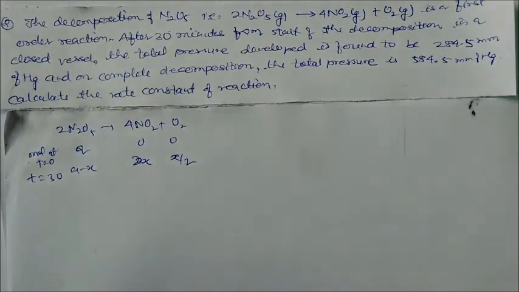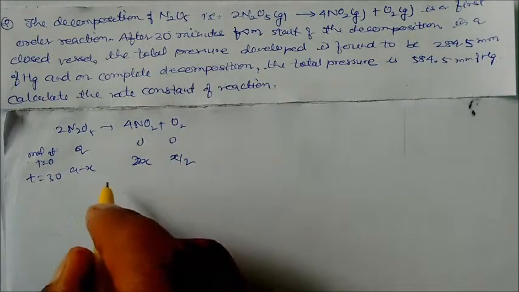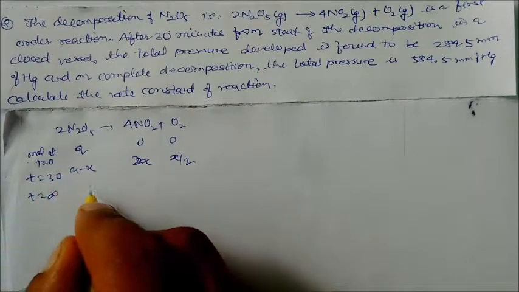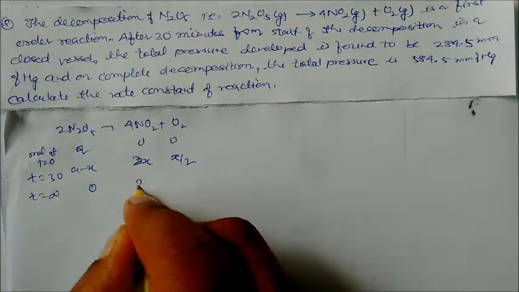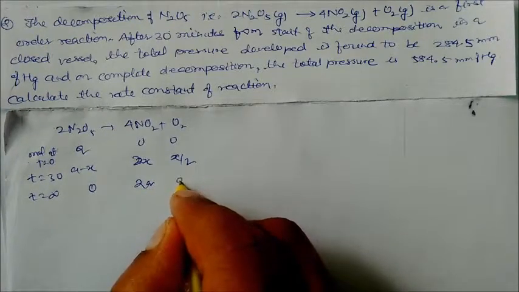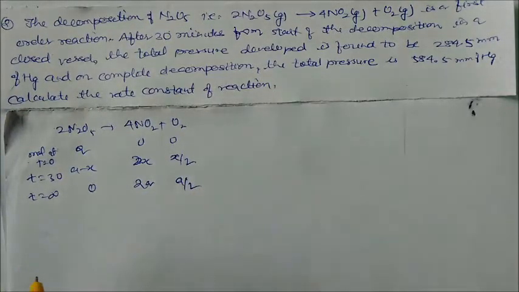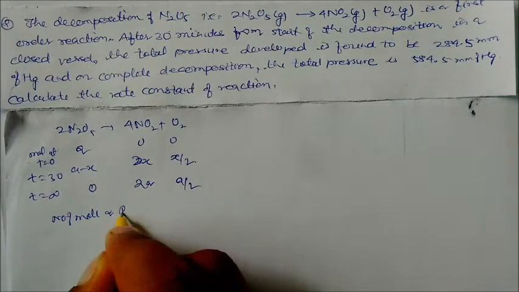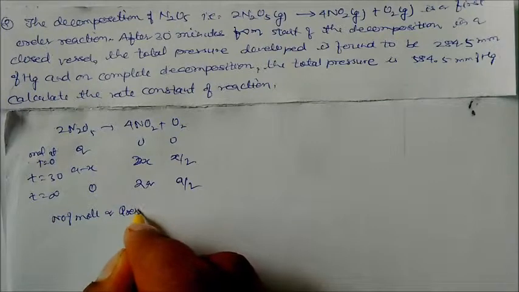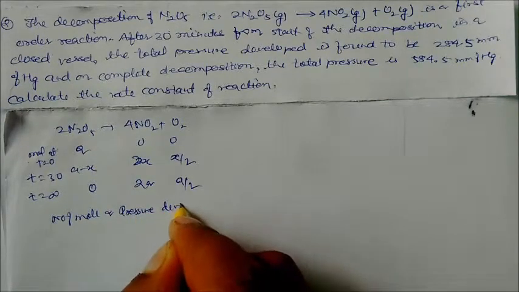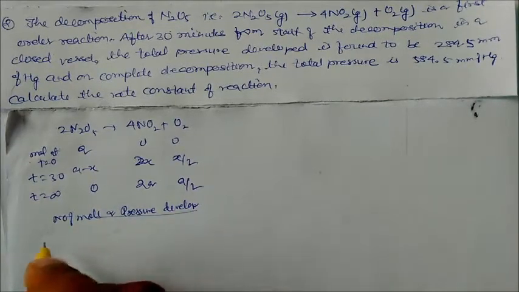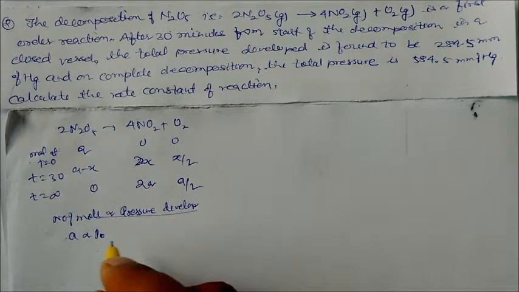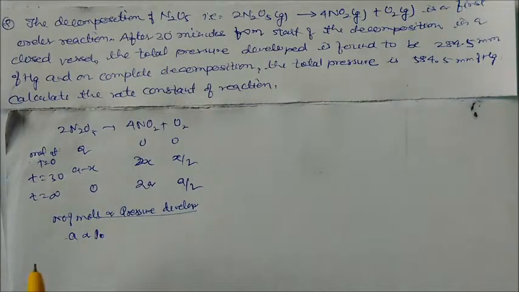Now at t equal to infinity, this becomes 0, this becomes 2 into A, and this will be A by 2. Now the number of moles is proportional to pressure, that we already know. The pressure developed, this we know very well from the ideal gas equation. So we can write here that A is proportional to pressure. Then what happens?